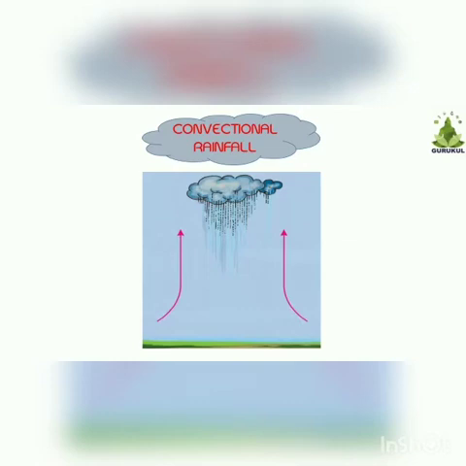In equatorial areas, such a type of rainfall occurs almost daily in the afternoon. Rainfall is accompanied by lightning and thunder. The Congo Basin of Africa and the Amazon Basin in South America experience convectional rainfall. Such rainfall occurs in very limited areas in the world.